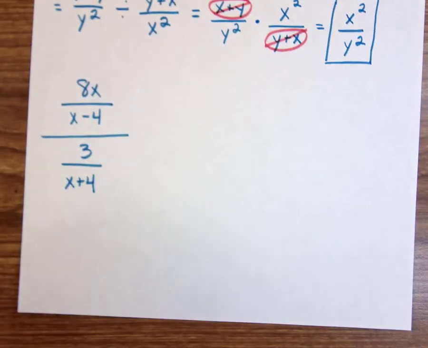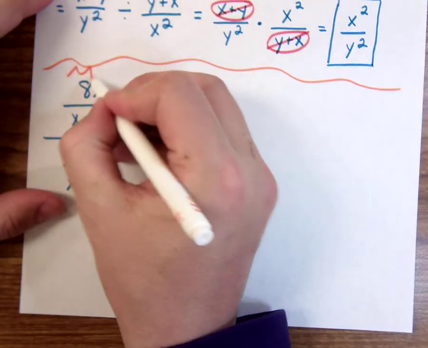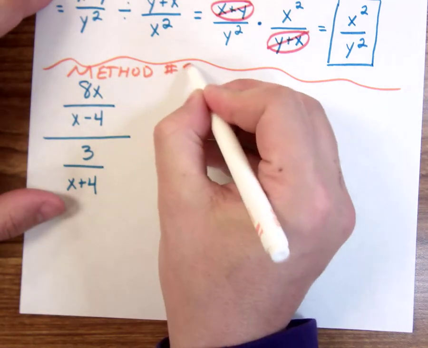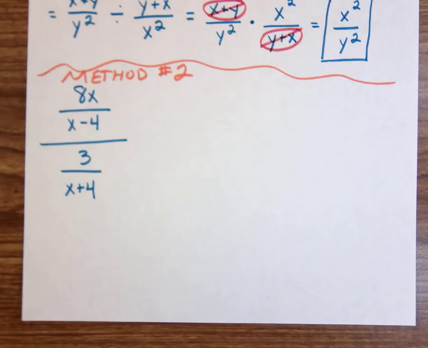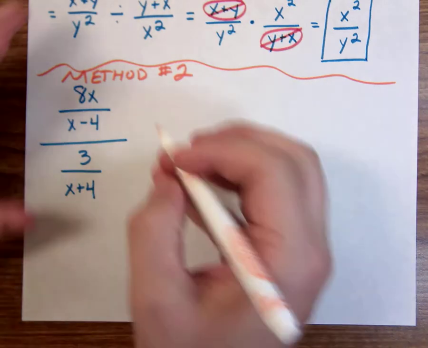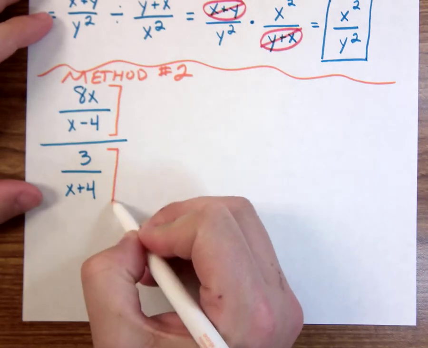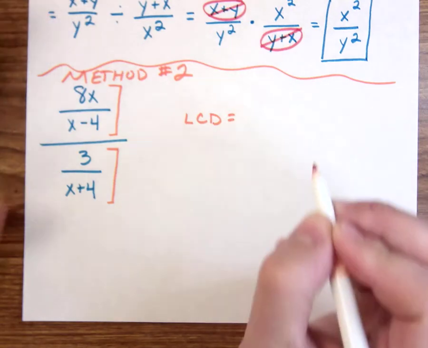Okay, so I'm going to call this method number 2. Now, remember what we did a little while ago with lowest common denominators. Let's focus on that for just a second. I want you to look at the denominator of the top fraction and the denominator of the bottom fraction and tell me what is the lowest common denominator of those two.